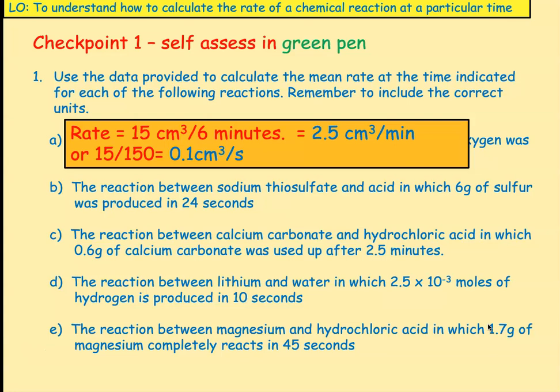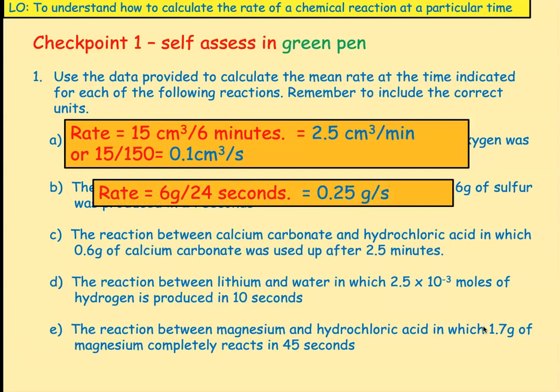All right, the next one, we've got 6 grams of sulfur produced in 24 seconds. So that's quite straightforward. 6 divided by 24 gives us 0.25 grams per second.